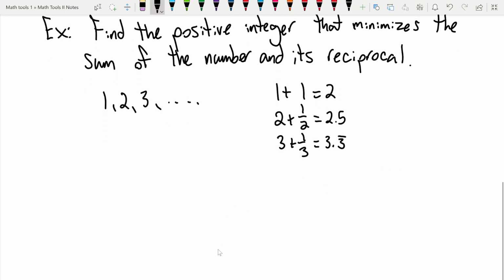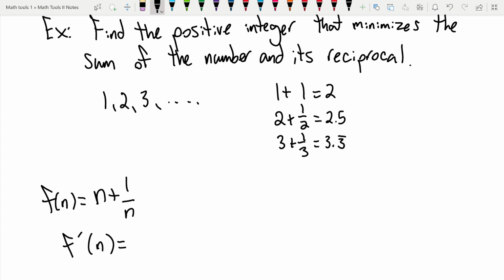Well, we are asked to find the minimum of the sum of the number and the reciprocal. So let's let the number be n. That's what we usually use for positive integers, for the natural numbers. And we're going to add it to its reciprocal, which would be 1 over n. And this is what we want to minimize. So we want to think of this as a function, and we want to take its derivative and set it equal to 0. No different than the other one.